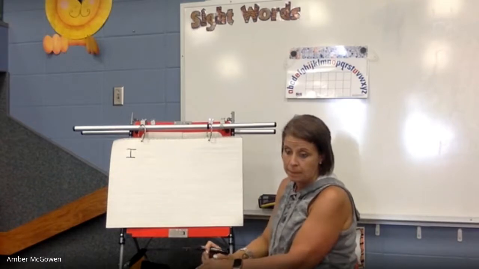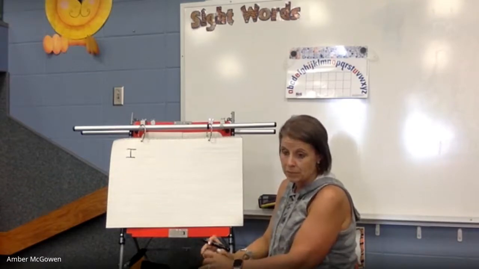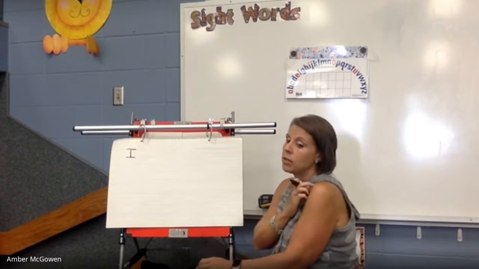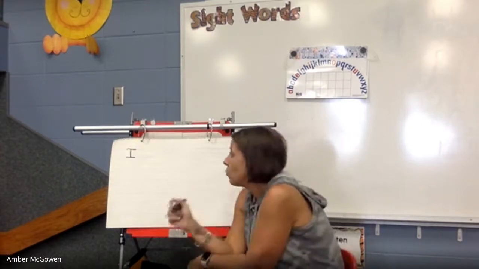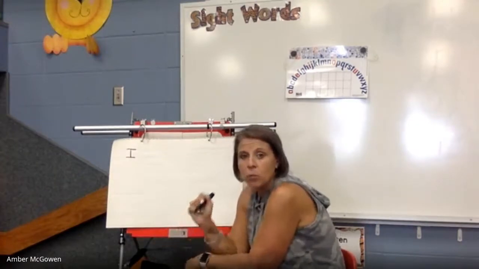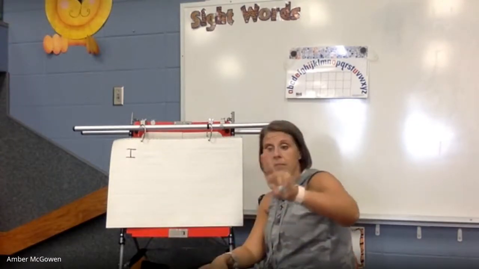But if it's lowercase, it has to have 1 line. Well, lowercase is just a small line with a dot. Okay? Now, what we do is after we write one word, show me 2 fingers together, like this.